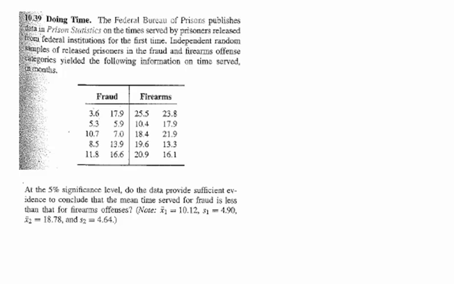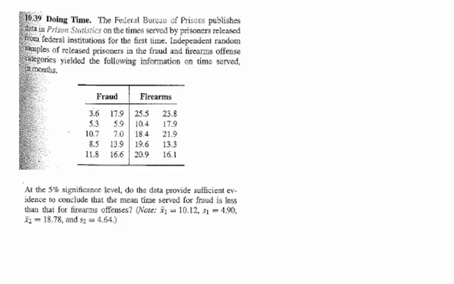The problem reads: the Federal Bureau of Prisons publishes data in prison statistics on the time served by prisoners released from federal institutions for the first time. Independent random samples of released prisoners in the fraud and firearms offense categories yielded the following information on time served in months. At the 5% significance level, does the data provide sufficient evidence to conclude that the mean time served for fraud is less than that for firearm offenses? They've told us that X bar 1 is equal to 10.12, S1 is equal to 4.9, X bar 2 is 18.78, and S2 is equal to 4.64.